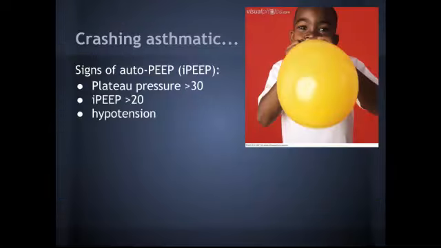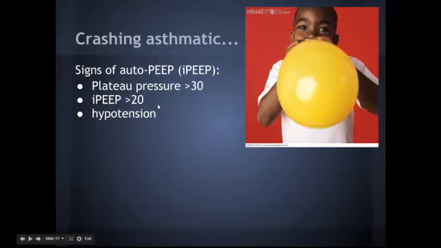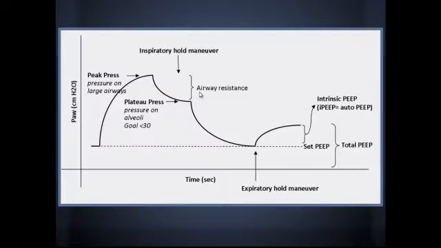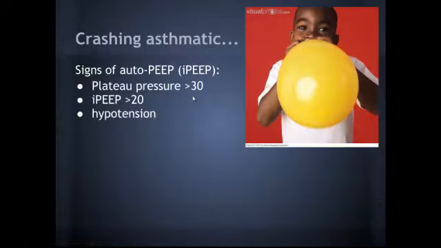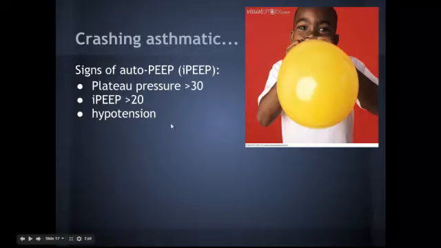So signs that we talked about of auto-PEEPing: if you have a high I-PEEP, we talked about greater than 20. Also, if you have a high plateau pressure, so you're expanding and expanding and expanding, and it causes pressure on the alveoli, now you're going to see your plateau pressure starting to increase as well. And if you see it going greater than 30, you should be concerned about auto-PEEPing in your asthmatic. And also, of course, signs of hypotension.